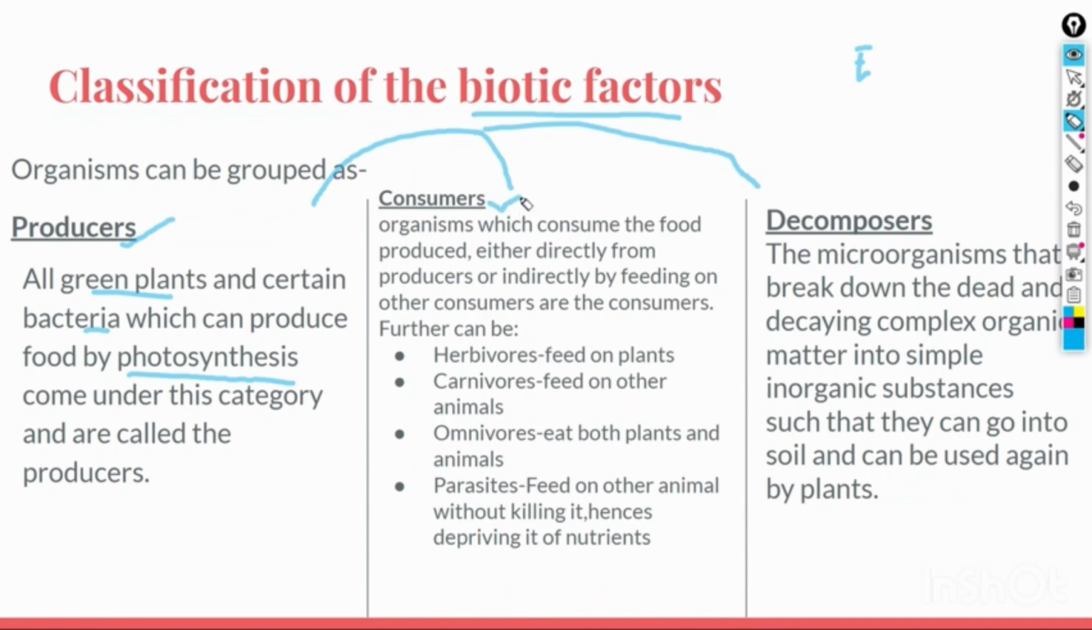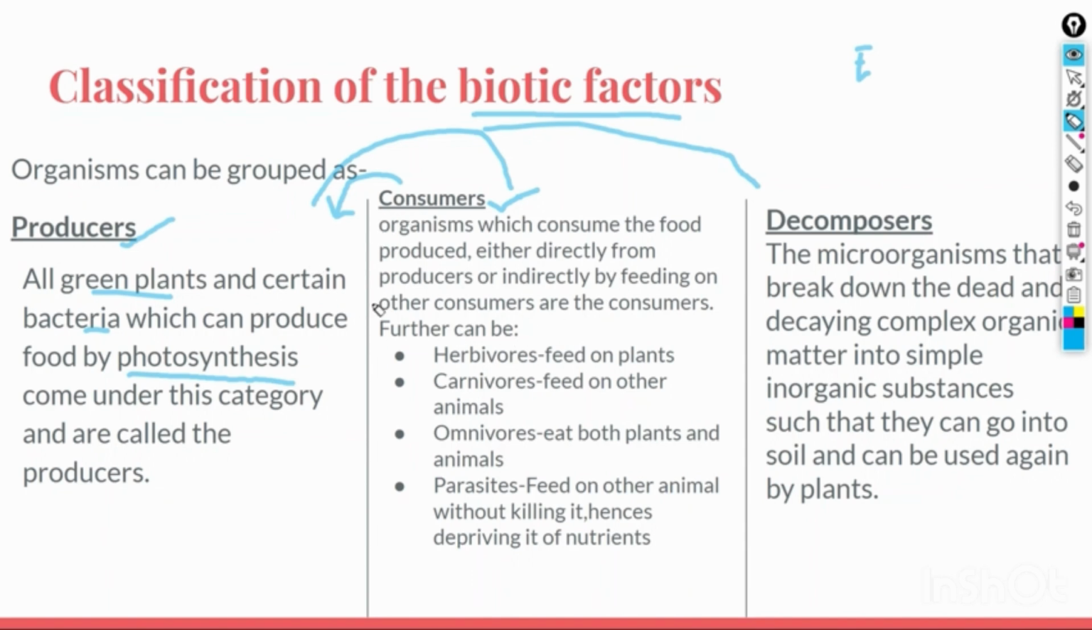Then we have the consumers. Consumers, as the name suggests, are those which consume. They cannot make their own food, so they consume the food prepared by the producers. They are dependent on the producers. These consumers may directly feed on the producers, or the second option is that these consumers may feed on other consumers as well. They may eat other consumers which are eating producers. At last, everyone is feeding on the producers directly or indirectly.